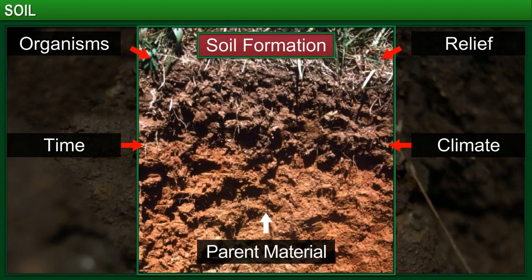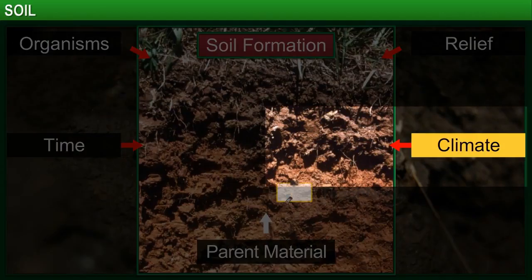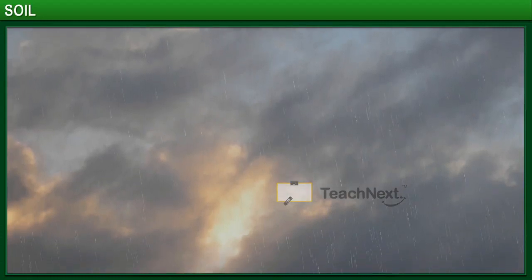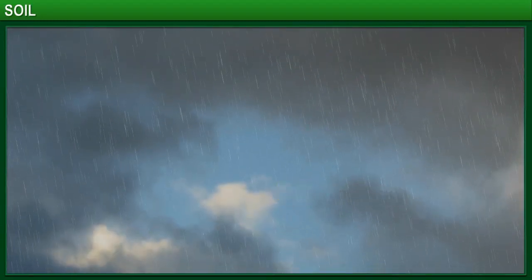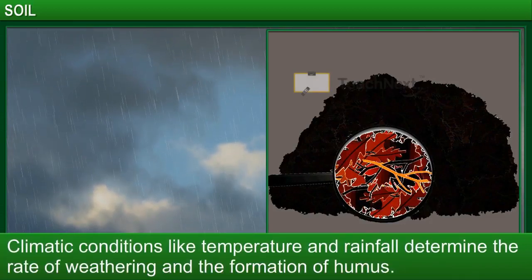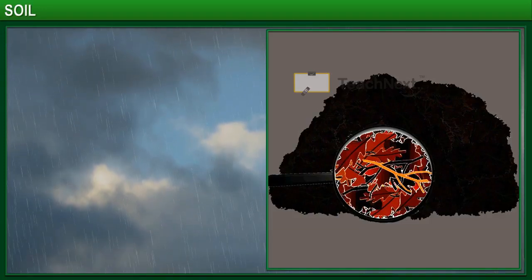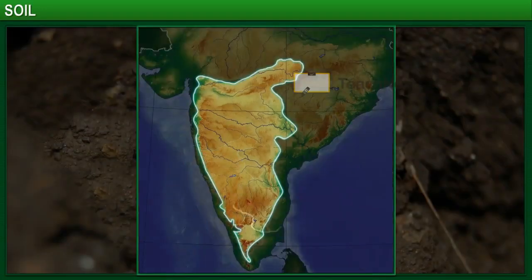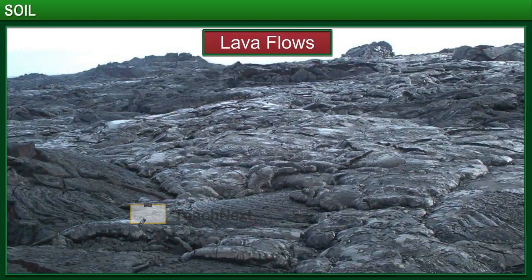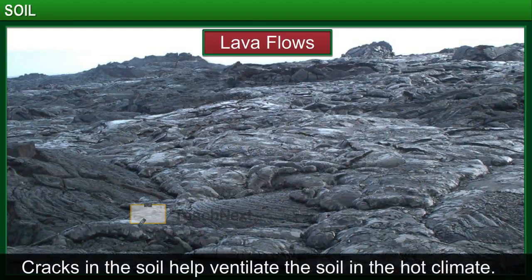The second factor that determines soil formation is climate. Climatic conditions like temperature and rainfall determine the rate of weathering and the formation of humus. For example, the soil in the Deccan Plateau region in India is mostly made up from lava flows and is sticky. Since that region is very hot, the soil tends to develop long cracks. This helps to ventilate the soil.